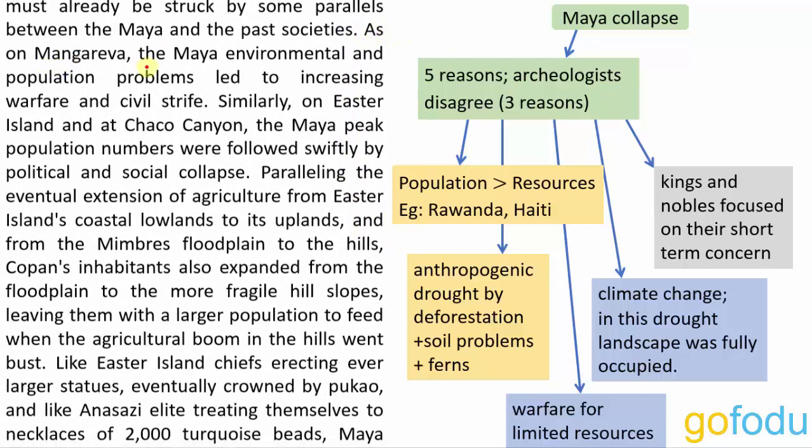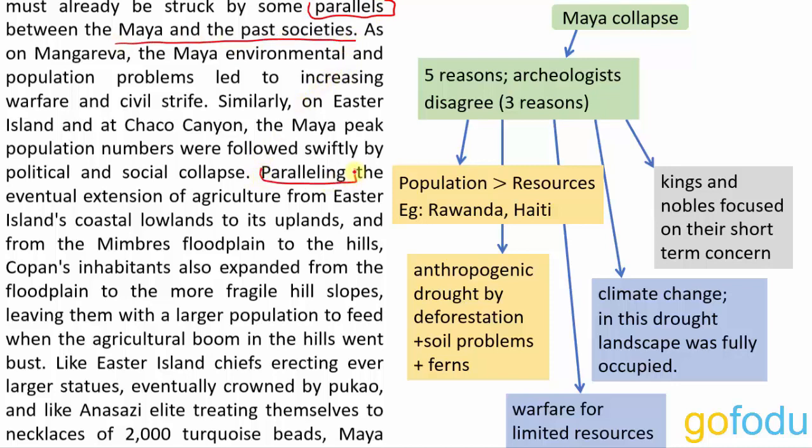As on M, the Maya environmental and population problems led to increasing warfare and civil strife. Similarly, on E and at C, no need to read the weird names, the Maya peak population numbers were followed swiftly by political and social collapse. Keyword parallel denotes that comparison with others is being made here.